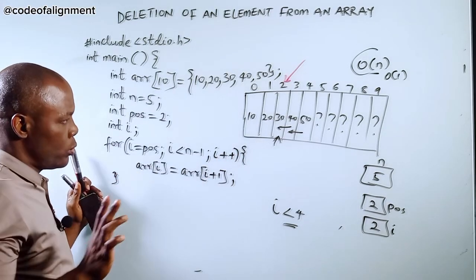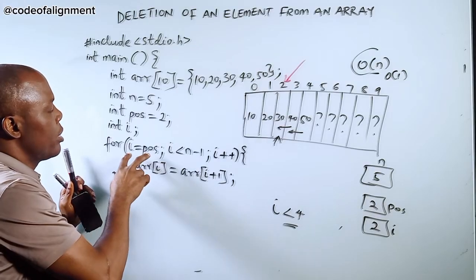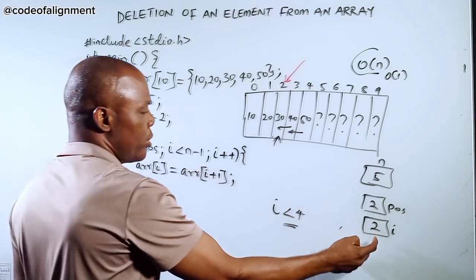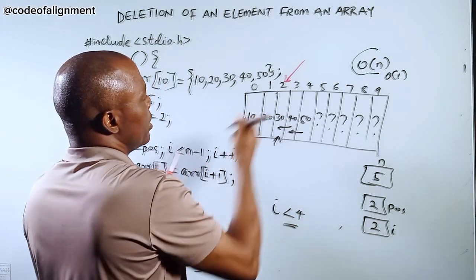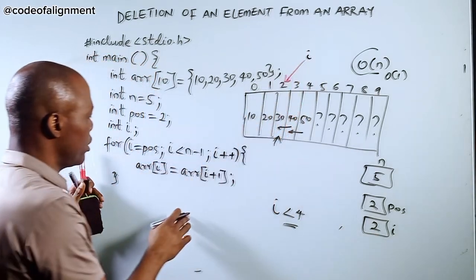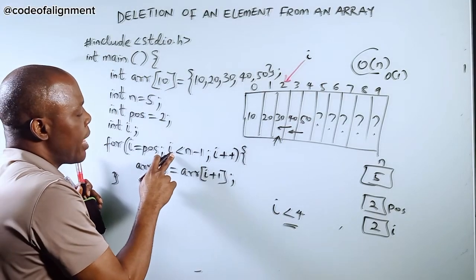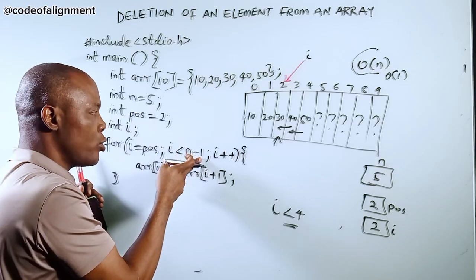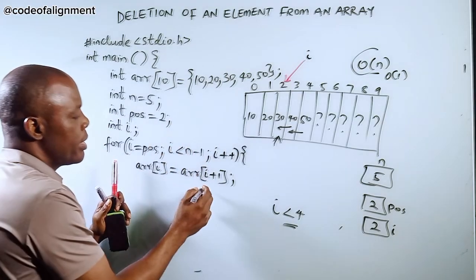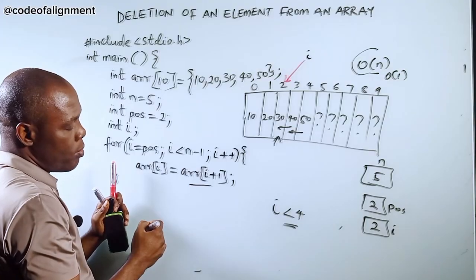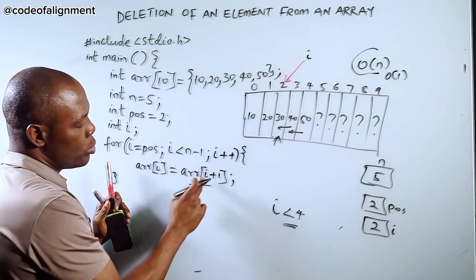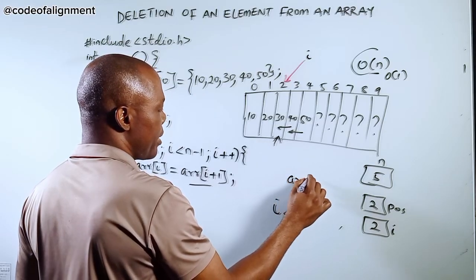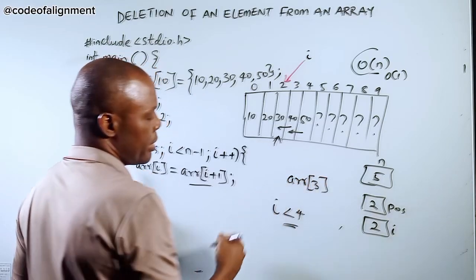So what do I want it to do? This is it. I'm going to assign position, which is 2, to I. So I is now 2. So this is I pointing to this place. Then 2 is less than n minus 1. So 2 is less than 4. That is true. So I will come in. Then I'll take this place. Watch out. I is what? 2. 2 plus 1 is 3. So that becomes array 3.